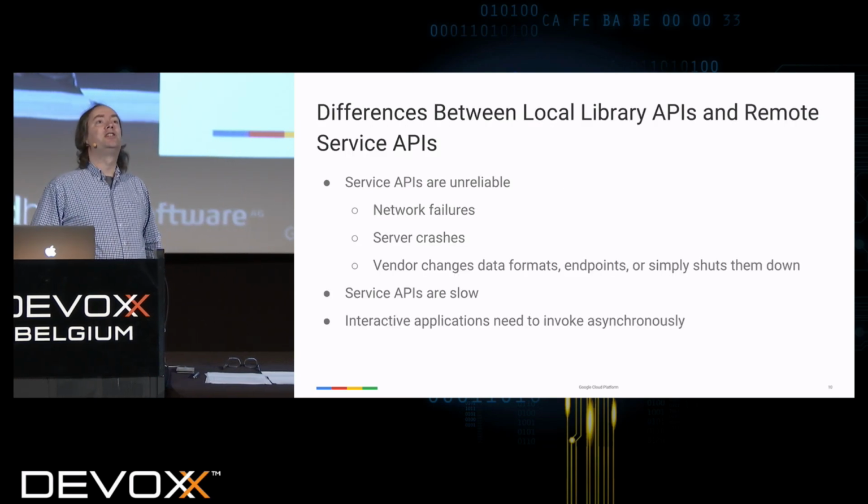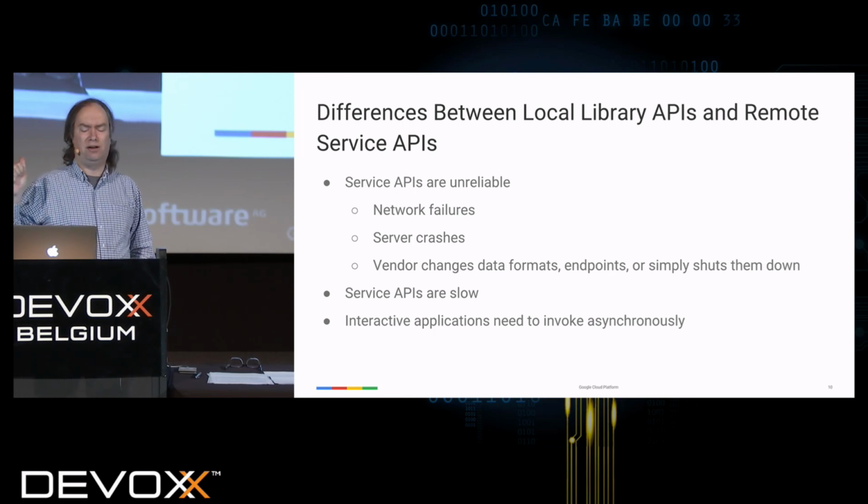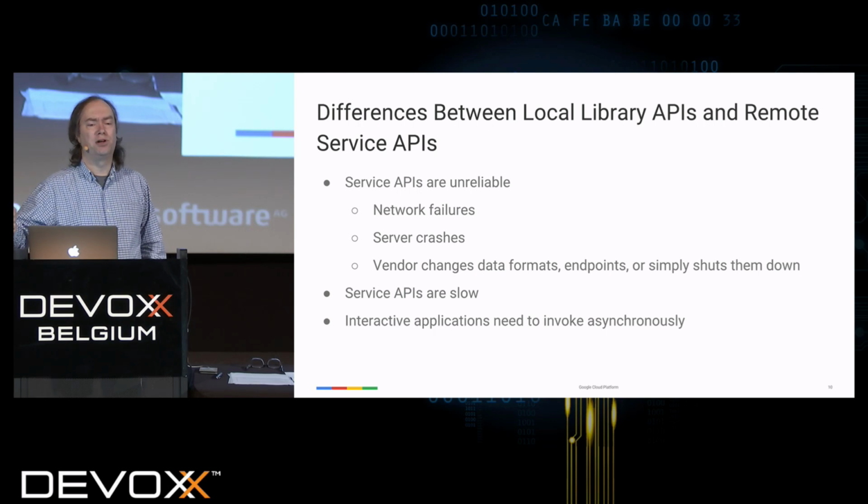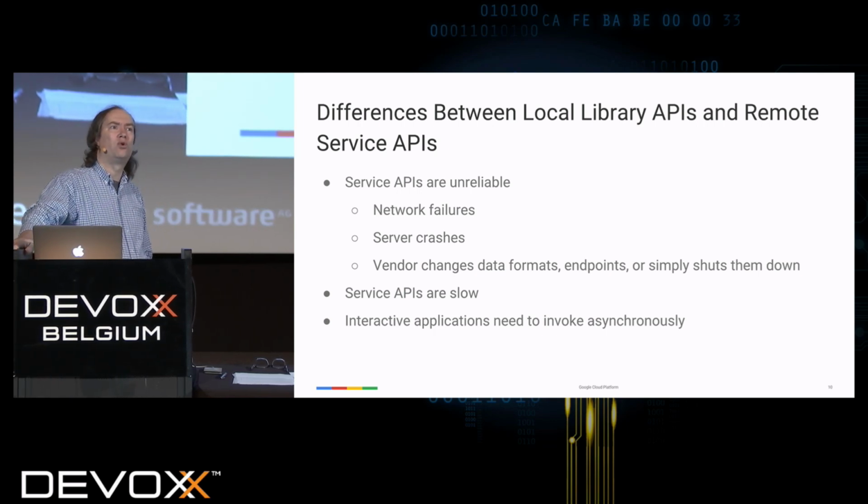Now, differences between local library APIs and remote service APIs. You need to keep this in mind. Not everything is different about them, but these really are. Number one, service APIs are fundamentally unreliable, just like any network program, just like any form of distributed computing. If you've ever encountered Peter Deutsch's eight fallacies of distributed computing, they all apply here. The network is not homogeneous, the network is not reliable, etc.